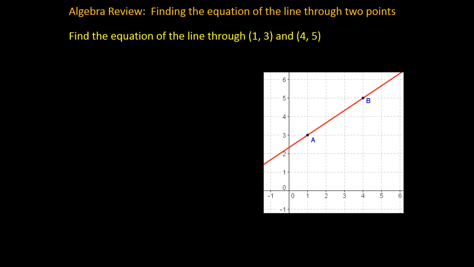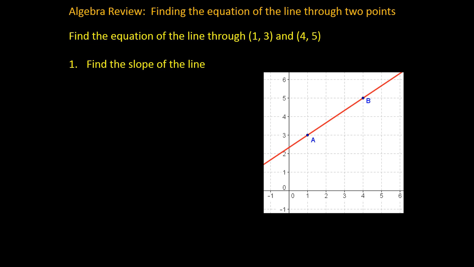We have 2 points. Point A is at (1, 3). Point B is at (4, 5). And we want to find the equation of the line. You might remember that there is a form of the equation of the line called slope-intercept. That would be the y = mx + b form. And if we can find the slope of the line, we'll be halfway to writing the equation.